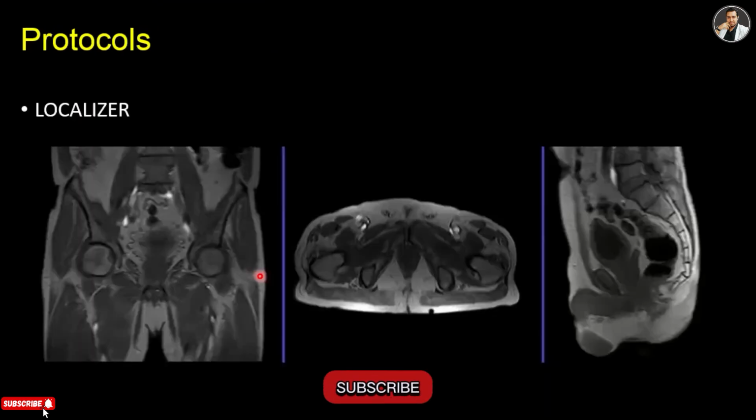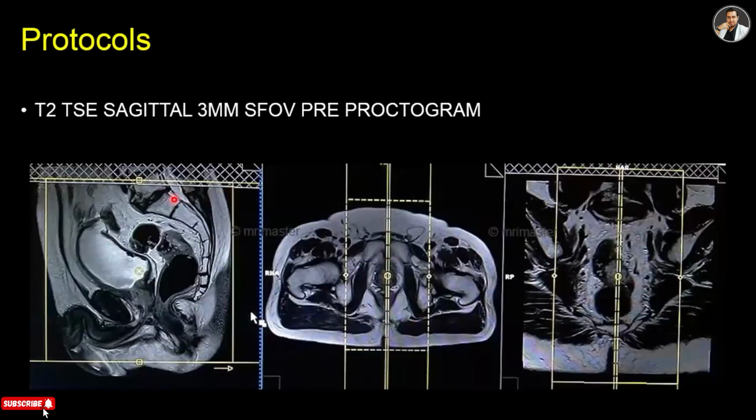And now the protocols. The first protocol is a localizer. A localizer gives you three images: coronal, axial and sagittal, three initial images for planning. And then the next protocol is the T2 sagittal, and that is 3 mm pre-proctogram. This is a 3 millimeter slice planned over the axial and coronal image, and the mid slice should go over the mid rectum, and the field of view should be small, like 200 to 250 millimeter.